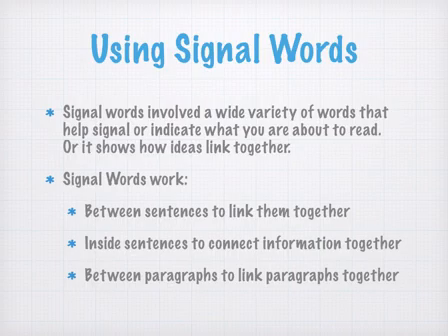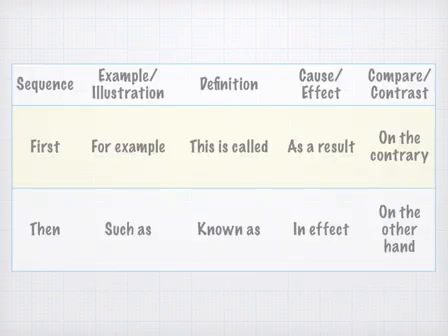Signal words work between sentences to link them together, inside sentences to connect information together, and between paragraphs to link paragraphs together. Now, we can't go through all the different signal words that you'll expect to find in the reading passage, but we can give you some examples. Sequence words: we've got words like first, secondly, then, after that. These are usually used to describe a process. If you're looking at giving an example, you can use for example or such as.